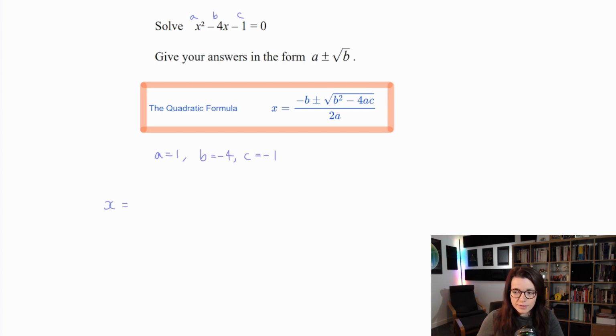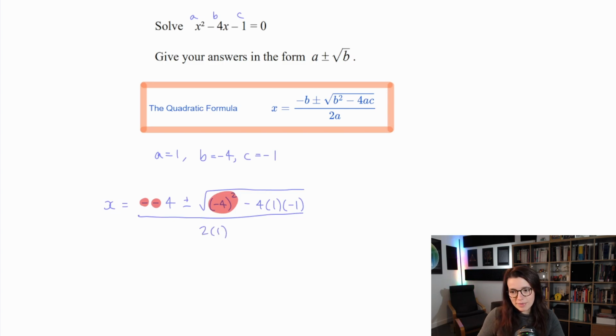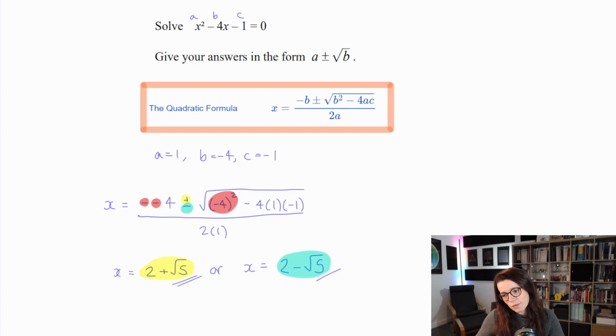So x equals, according to the formula, -4, be careful there, double negative, plus or minus the square root of -4 in brackets squared. This is why I always do it in brackets, because when you have a negative b value, it needs to go into brackets in order to be correct. -4 times 1 times -1 all over 2 times 1. When you type that in with the plus version, you get x equals 2 plus root 5. With the negative version, when you change that plus to a minus, you get x equals 2 minus root 5. Those are your two answers in the form required.